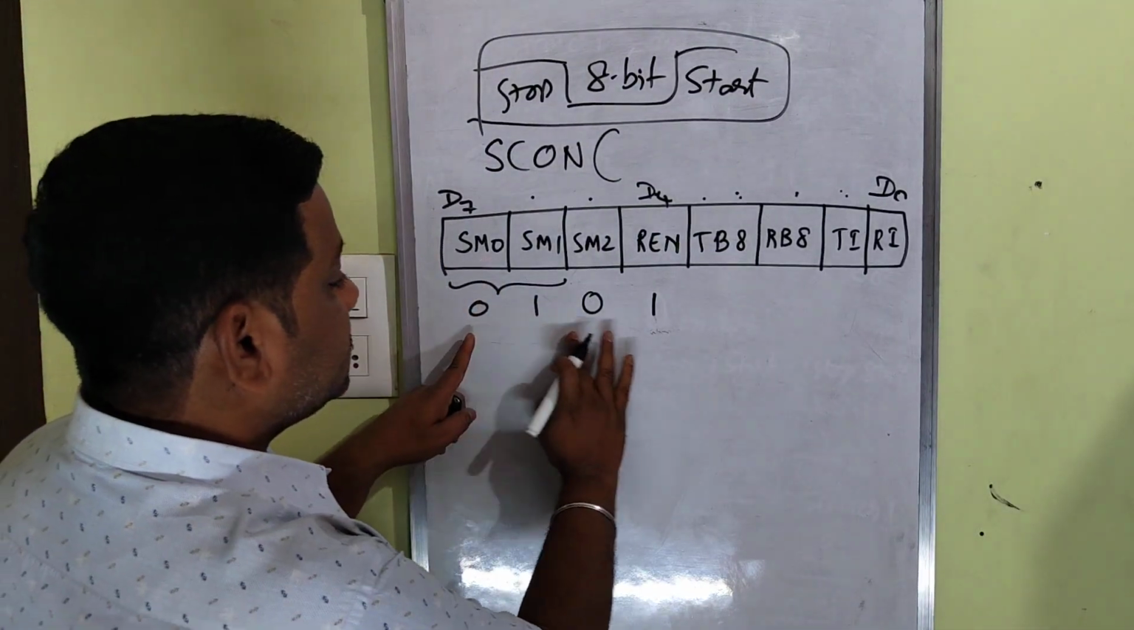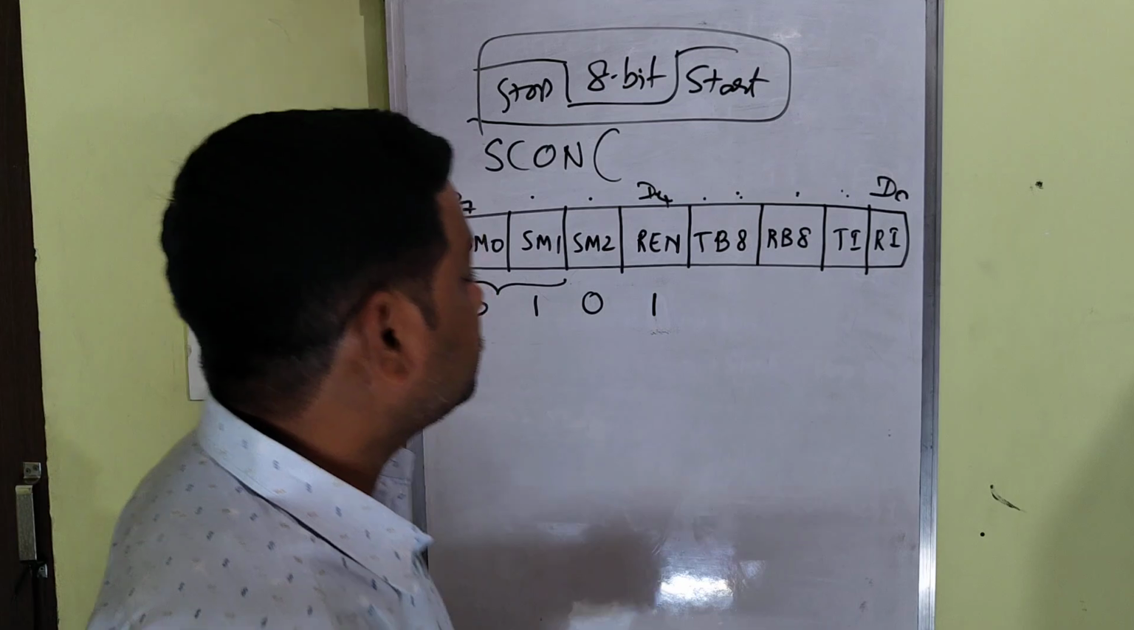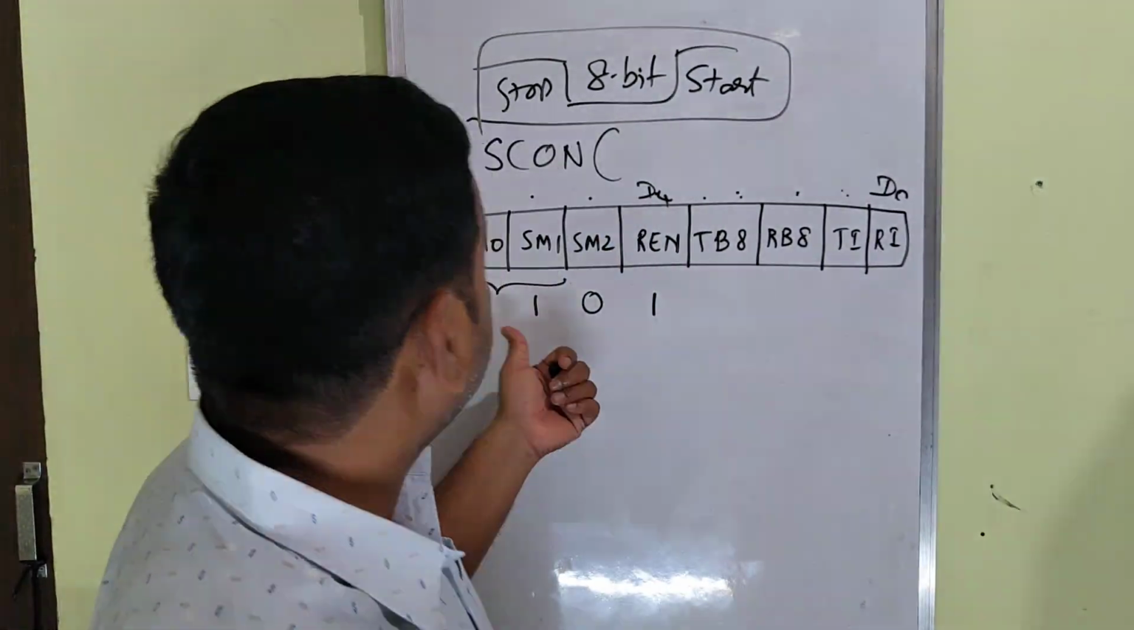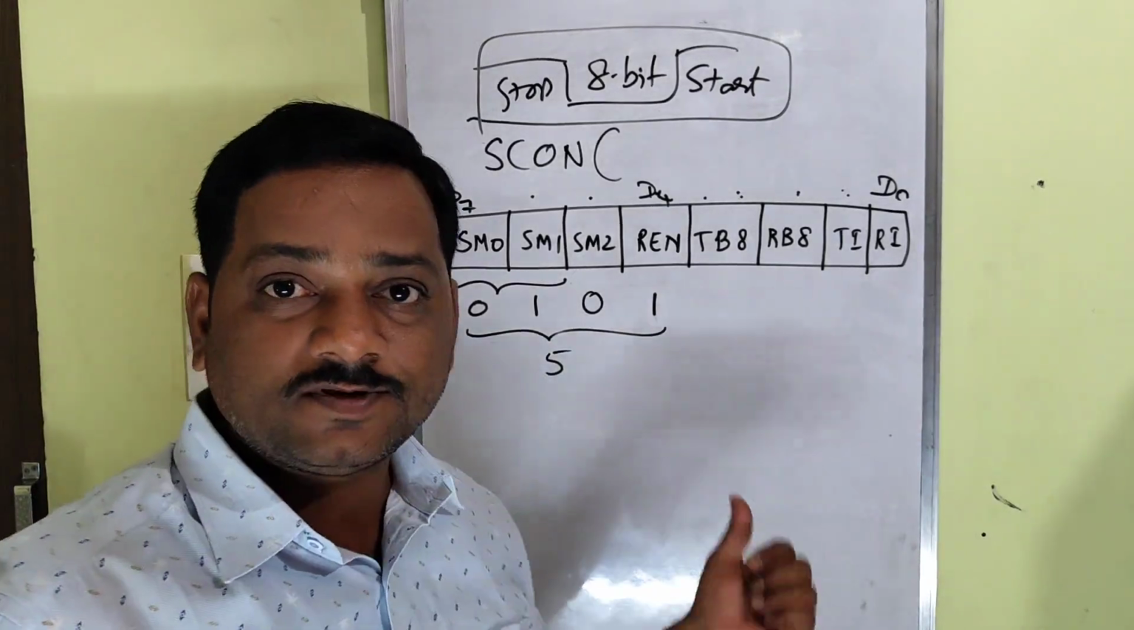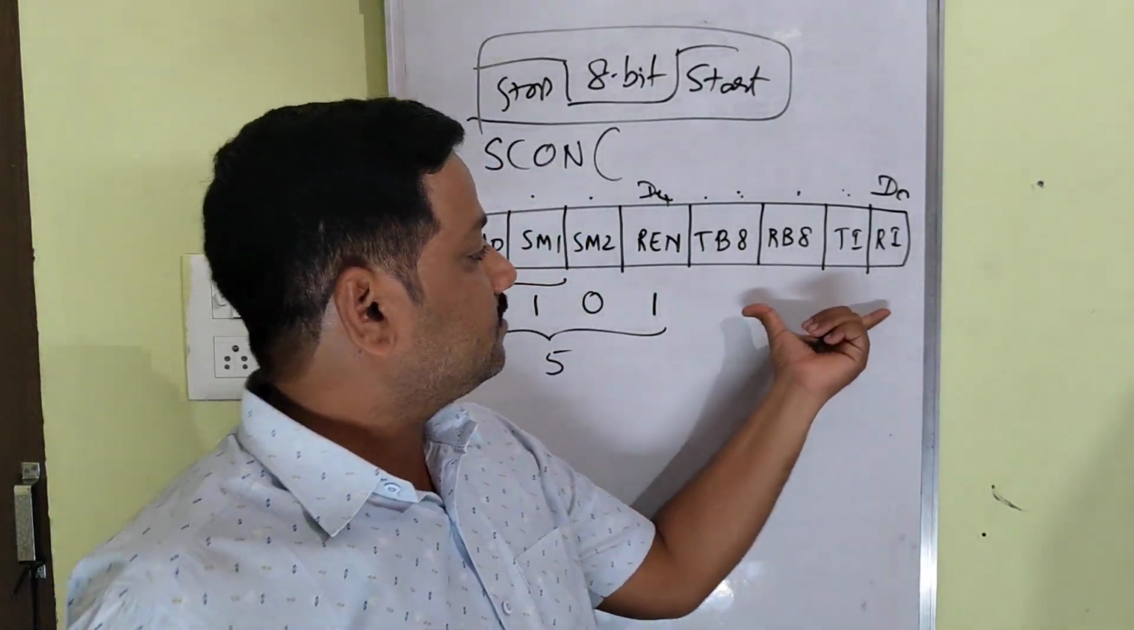So these 4 bits are the fixed data. You have to have these bits only: 0, 1, 0, 1. In binary, what you can say in decimal is 5. It's representing 5. Okay.